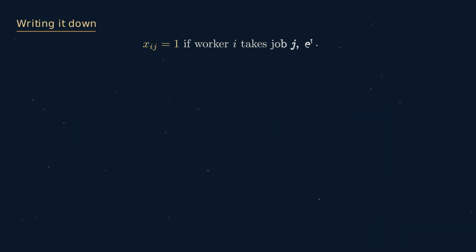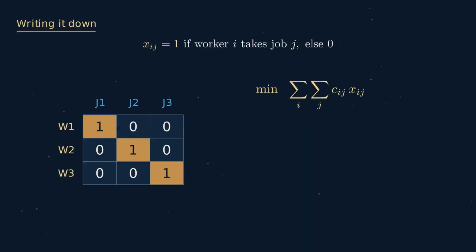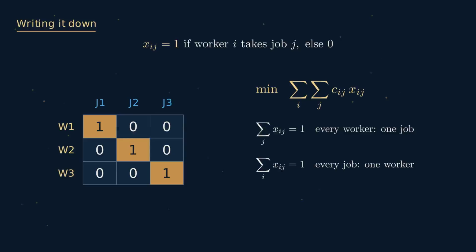To reason about this properly, we need it as a mathematical model. Introduce a switch for every cell of the table. Xij equals 1 if worker i takes job j, and 0 otherwise. So a whole solution is a grid of 1s and 0s, with exactly 1 switch on in every row and every column. Now the goal is easy to state. Minimize the total cost, the sum of every cost times its switch. The 2 constraints are just the rules of the game written in symbols.